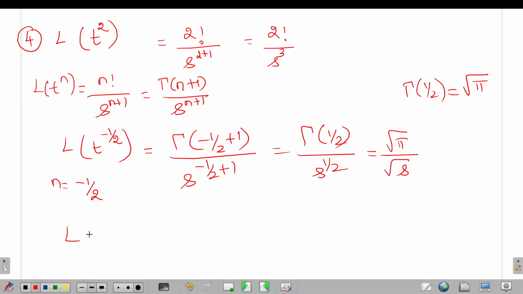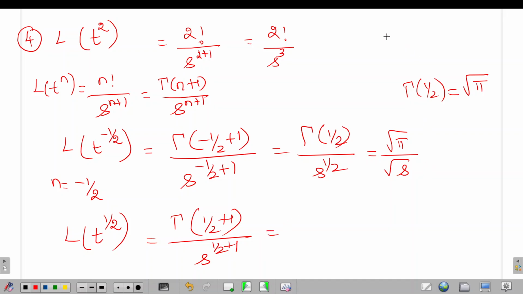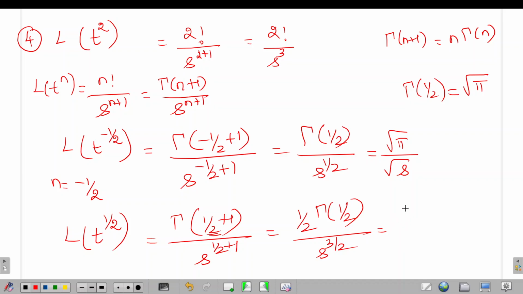Suppose we have to find the Laplace transform of t to the power of half. That means here n is equal to half. So it is gamma of half plus 1 divided by s to the power of half plus 1. We know a relationship in the gamma function: gamma of n plus 1 is equal to n gamma n. So here n is equal to half, and it will be half gamma half divided by s to the power of 3 by 2. And we know that gamma of half is root pi. So it will be root pi divided by 2 into s to the power of 3 by 2.